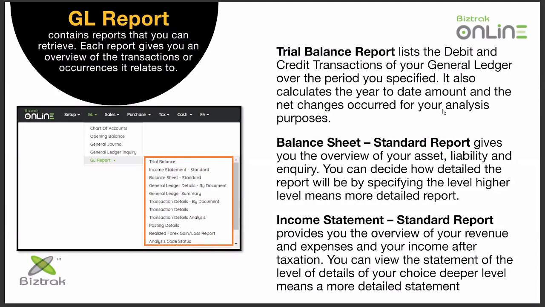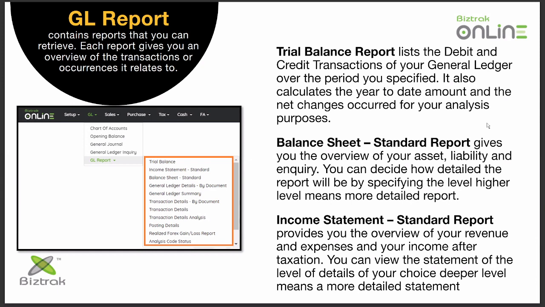Okay, under the GL module, we have GL reports. We have a list of reports that you can retrieve, and each report gives you an overview of the transactions or occurrences it relates to. So this is a sample of the report. We have the trial balance report, balance sheet and income statement. Normally we use the trial balance report to list out the debit and credit transactions of your general ledger over the period that you have specified.